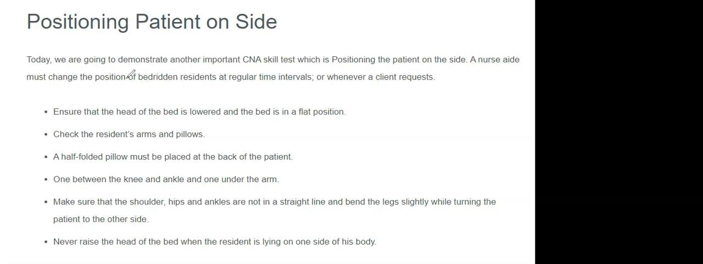And so we have to make sure that they don't get bed sores, that their body is moving enough throughout the day to stay as healthy as possible. And here's how we do it. Go ahead and read our bullet points, Maurice.